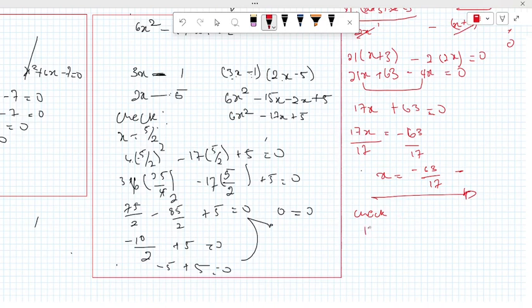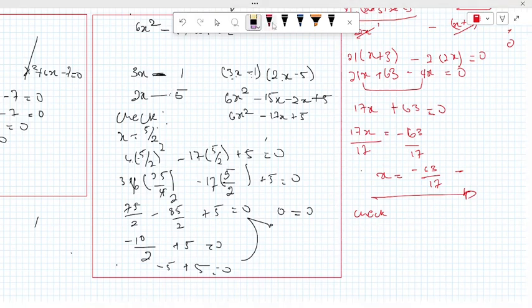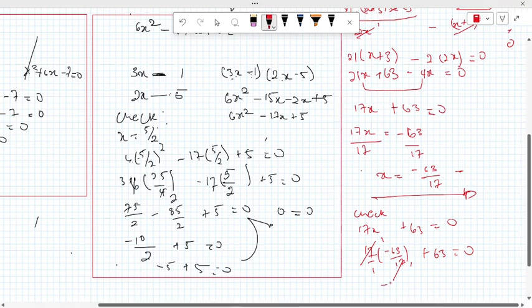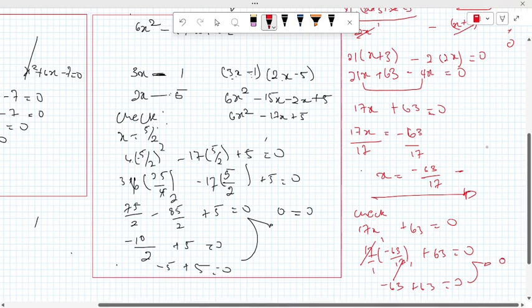It's going to be 17x plus 63 equals 0, and in the place of x you put minus 63 over 17, plus 63 equals 0. This cancels out, because the 17 in the numerator is over 1. How many times does 17 go into 17? One time. So you're left with minus 63 plus 63, which is indeed 0. So we've proven that the left hand side is equal to the right hand side.